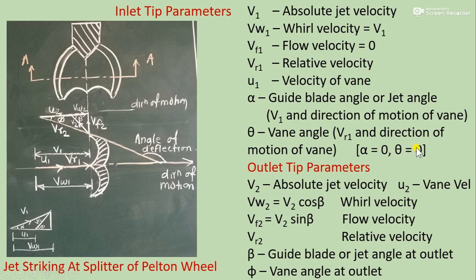At the inlet triangle, alpha and theta, that is guide blade angle and vane angle, are 0. Now at the outlet velocity triangle, V2 is absolute jet velocity, U2 is vane velocity, VW2 is whirl velocity, that is equal to V2 cos of beta. Vf2, that is flow velocity, which is V2 sin beta. Vr2 is relative velocity. Then beta is a guide blade or jet angle at outlet, and phi is vane angle at outlet.